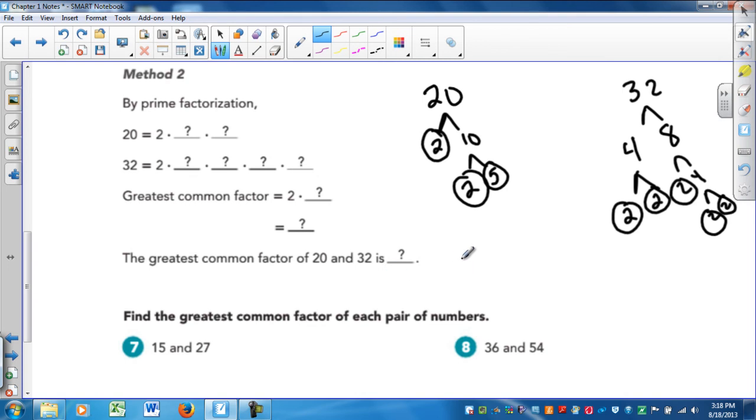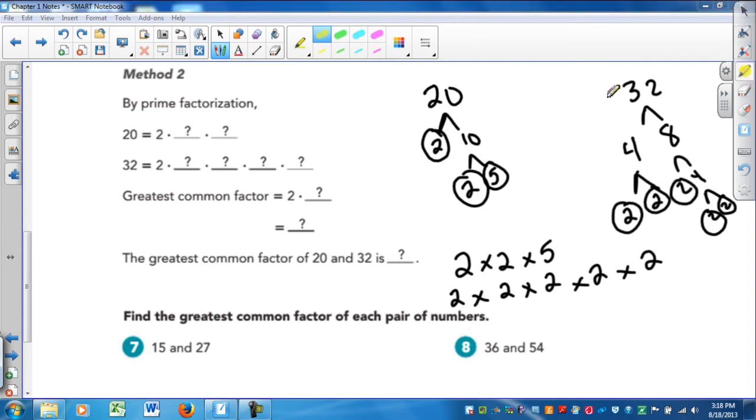For 20, it is 2 times 2 times 5. My prime factorization for 32 is 2 times 2 times 2 times 2 times 2. Wait, that's right. Yeah. Okay. Now that we have our two prime factorizations, we are just looking for common factors.